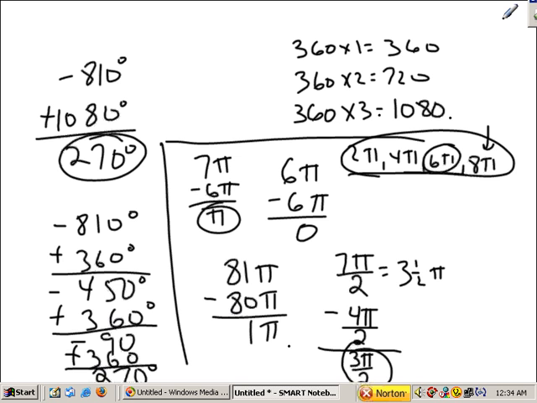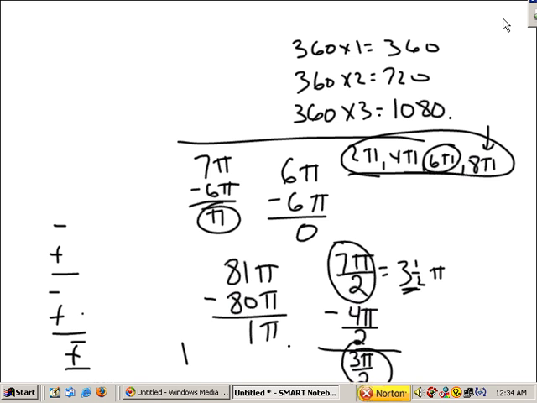Okay, just know that 7 divided by 2 is 3.5. You can take away 2 pi. Can you take away 2 pi? Yes. Can you take away 4 pi? No. Let me stress that a little bit more.